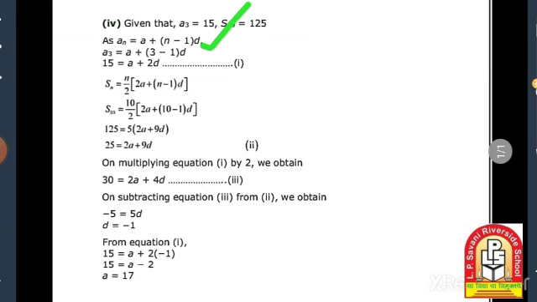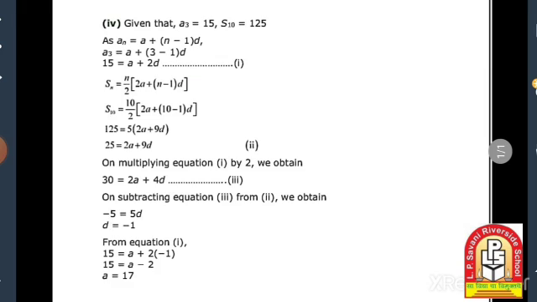So a3 is equal to a plus (3 minus 1), because I take n is equal to 3. I put a3 and n equal to 3 in that equation. After simplification, I got 15 is equal to a plus 2d. Here I just put the value of a3 equal to 15 in place of a3. Here 3 minus 1 is 2. So our final equation is 15 is equal to a plus 2d.